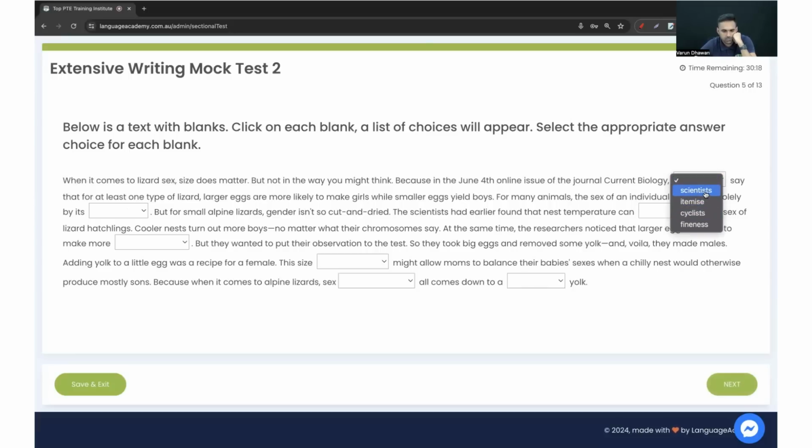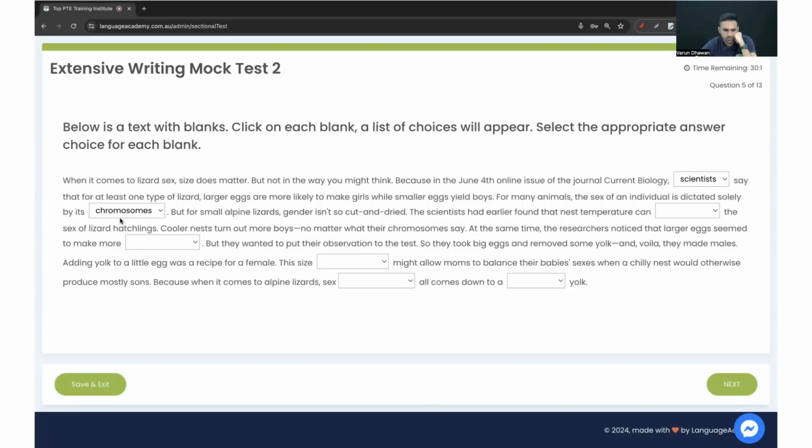They'll research on this. For many animals, the sex of an individual is dictated solely by its dash. For many animals. But for lizards, it's not so cut and dried. For many animals, it depends on what? Chromosomes, right? I think for humans as well, it's chromosomes. I'm not sure, but this is a scientific term related to reproduction. That's what I know, so I'll go with this one. The scientist, see, we have got the word scientist here. You have got the answer within the passage.